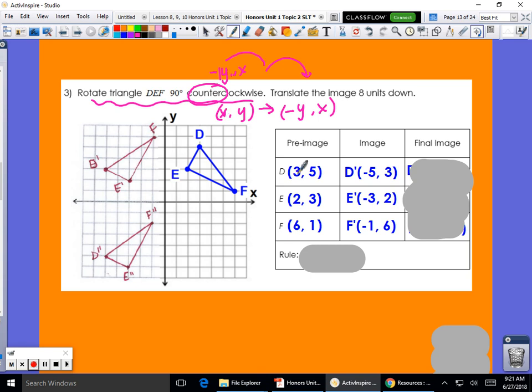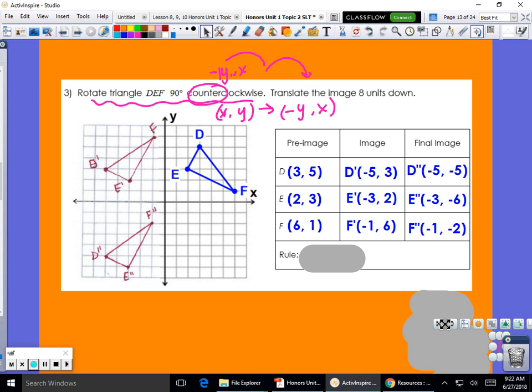So x went over here, right? The x switched positions to the y. The y moved to the x and became opposite. All right. And then if we translate 8 units down, we're just going to affect the y values. The y decreases 8, decreases 8, decreases 8.